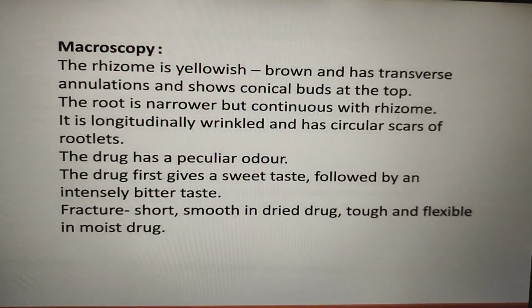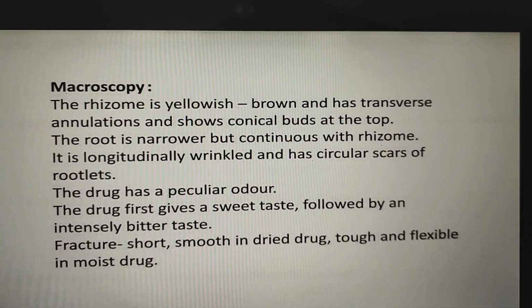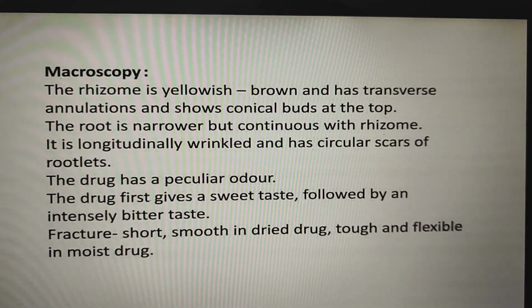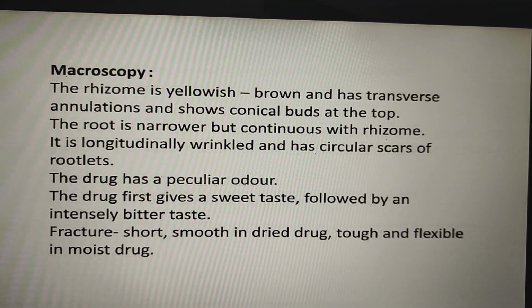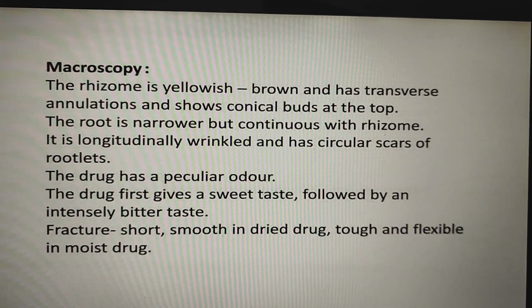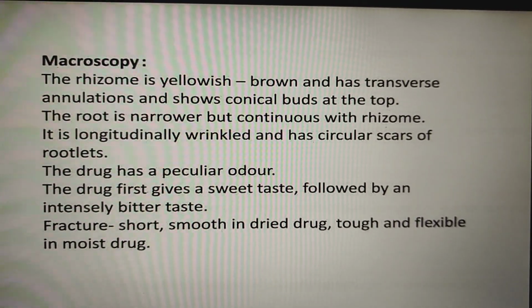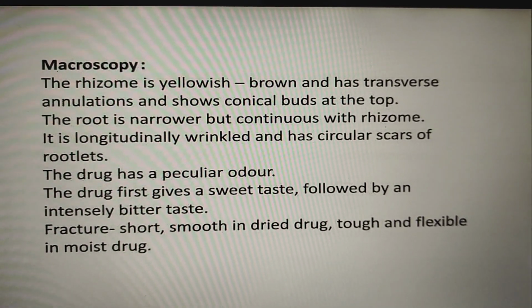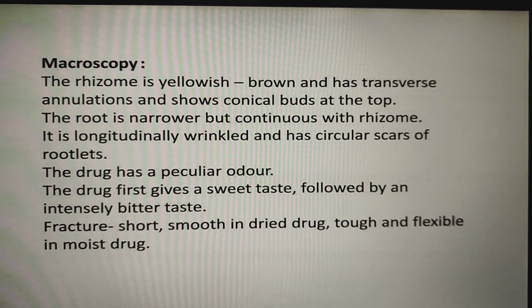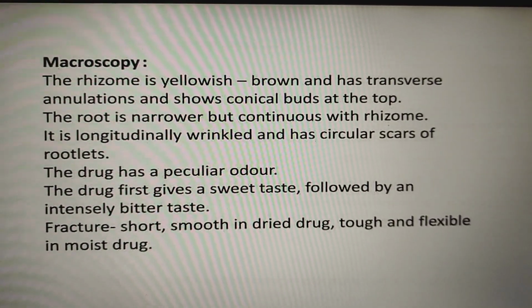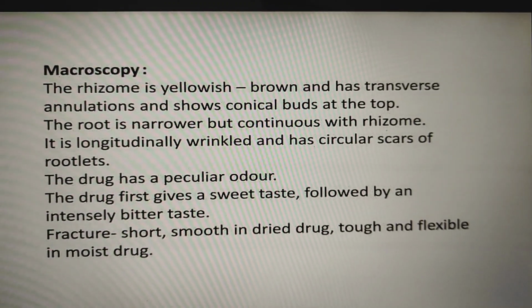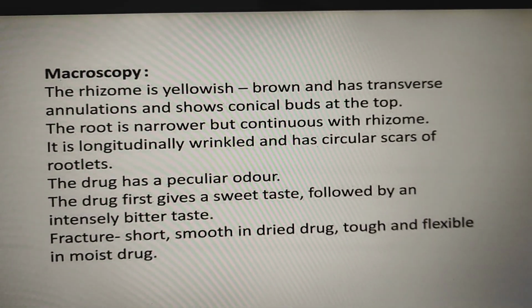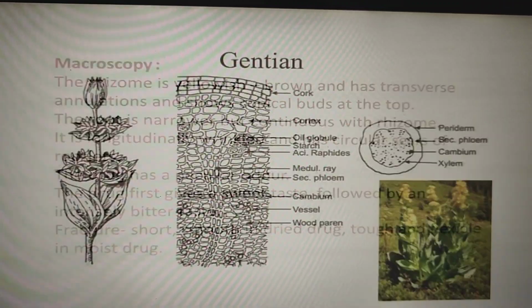Next, macroscopy. The color of this rhizome is yellowish brown, with transverse annulation on the surface, and it shows a conical bud at the top. The roots are narrower but continuous with the rhizome. It is longitudinally wrinkled and has circular scars of rootlets. It has a peculiar odor. It gives a sweet taste followed by an intensely bitter taste, and has a short fracture on the surface.